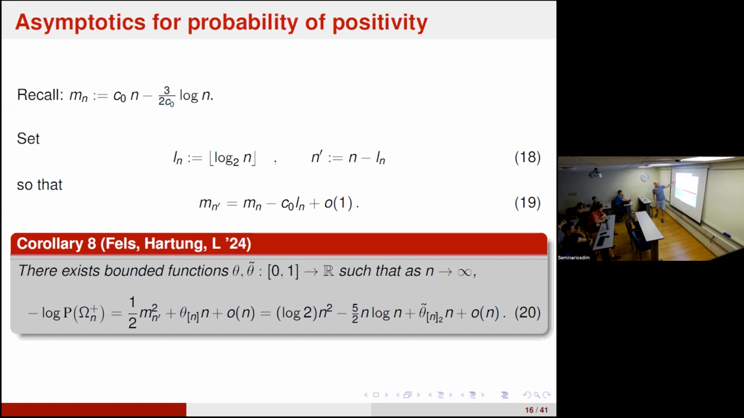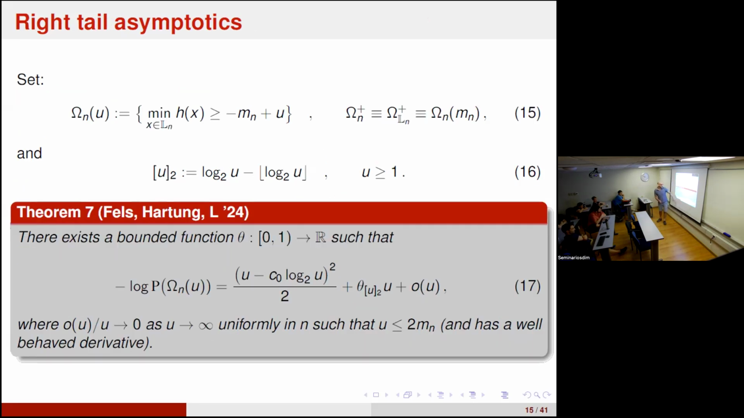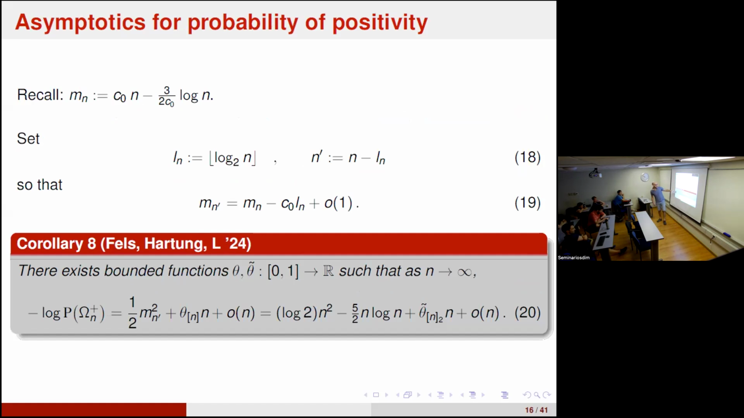So in particular, if you plug in u equals mn here, and what you get, okay, so this is the original mn.